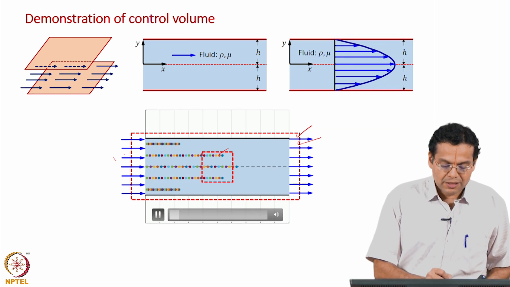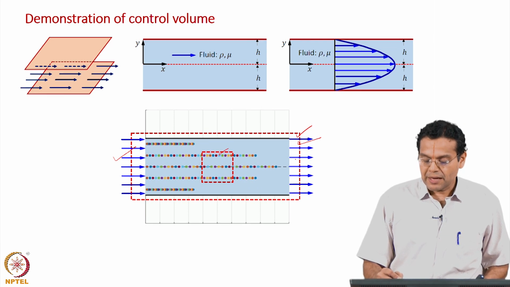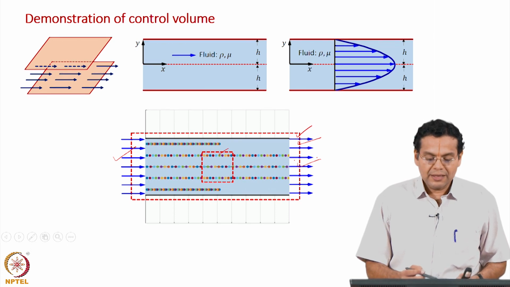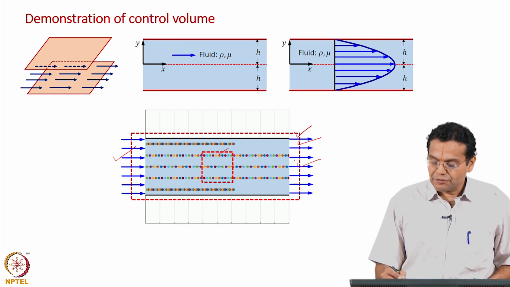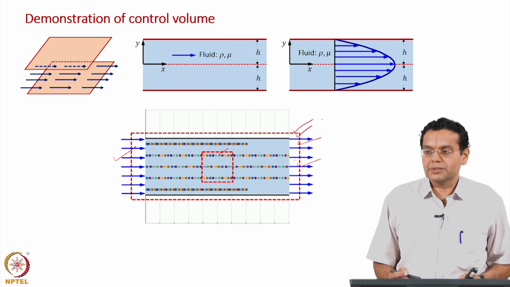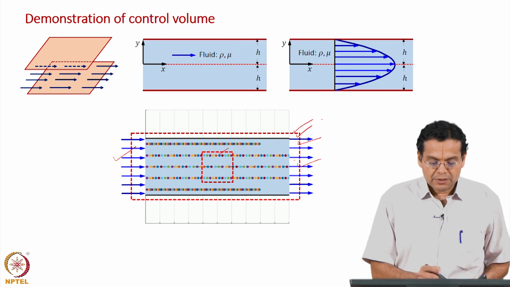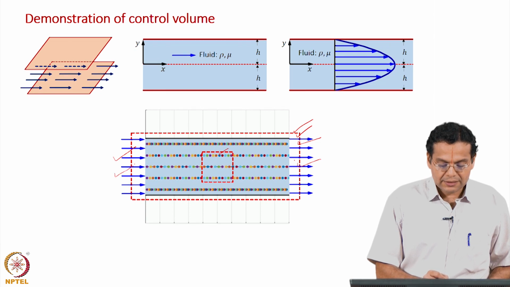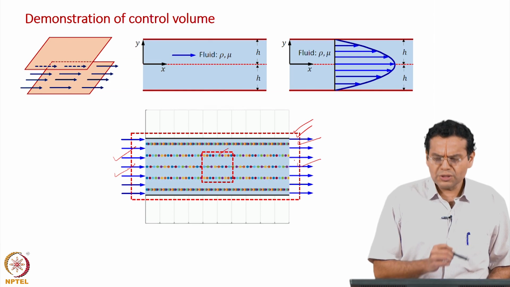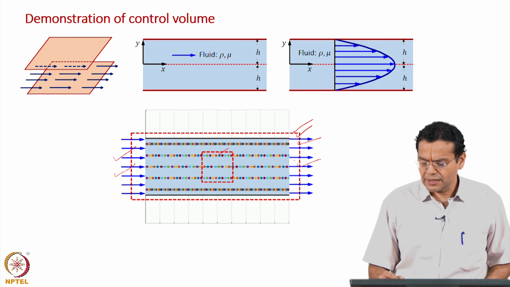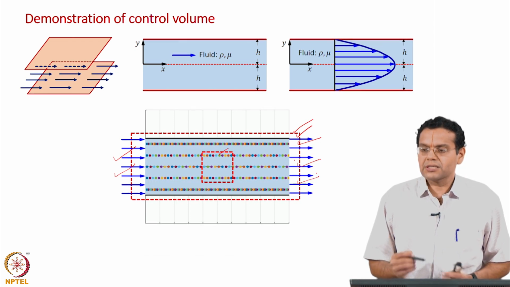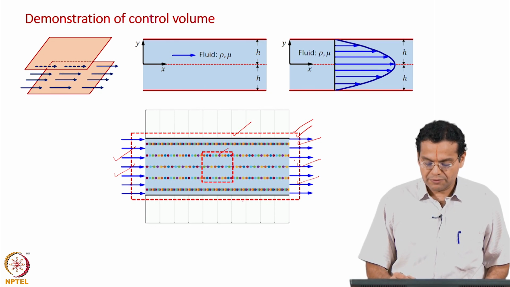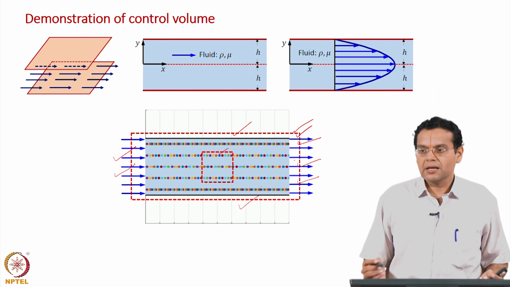Now, fluid crosses this control volume, and fluid of course enters the control volume and leaves the control volume. Okay. Now, a terminology: the surface which surrounds the control volume is called the control surface. To be more precise, fluid enters the control volume through this control surface, and then fluid leaves the control volume through this control surface. Of course, fluid does not cross this control surface, it does not cross this control surface.